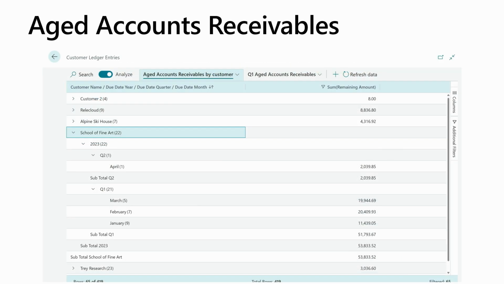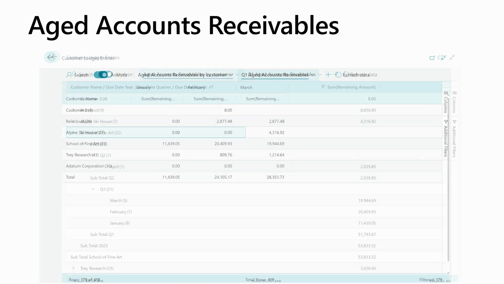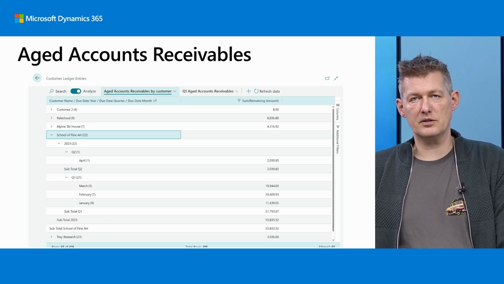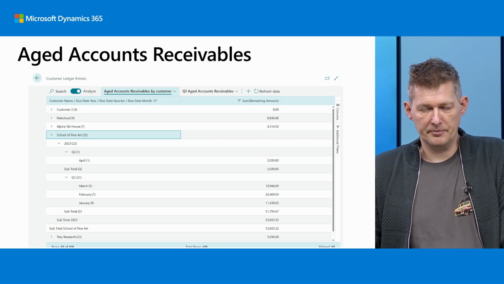Aged accounts receivable, we saw that. There are two different ways you could look at that, either by customer or the other way around, where you want to see by customer and then by year. So tons of different ways to analyze, totally up to you how you want to do that.